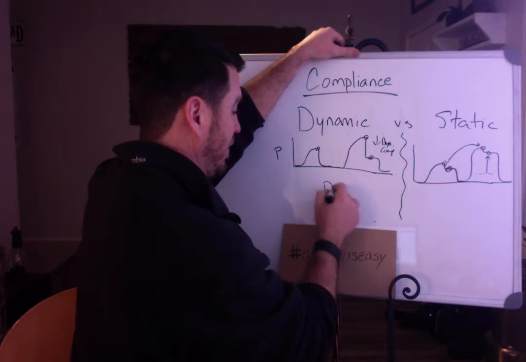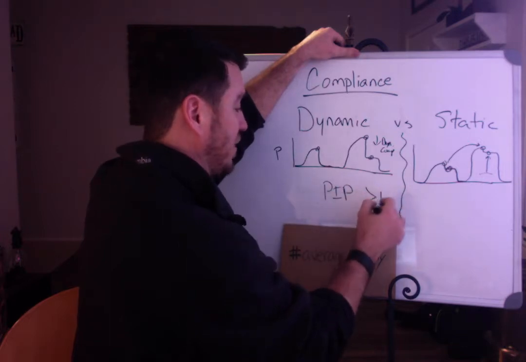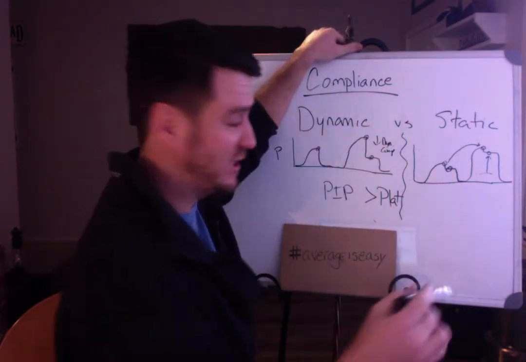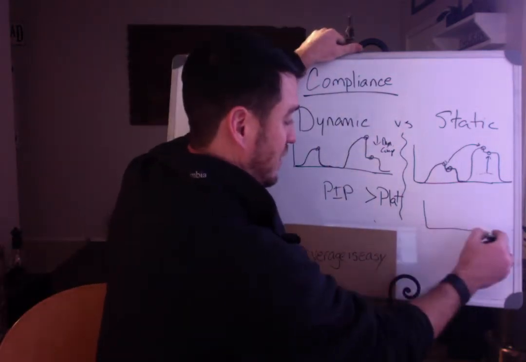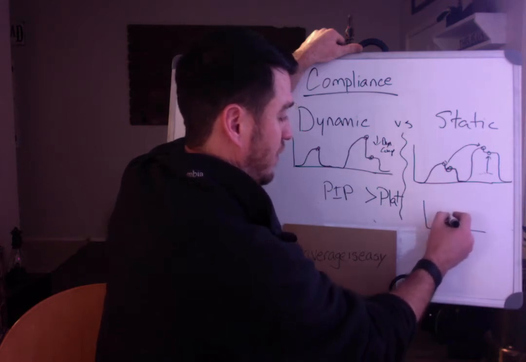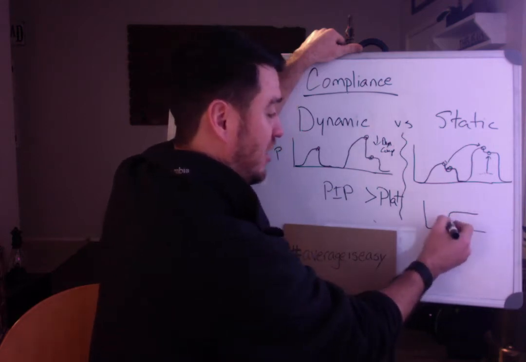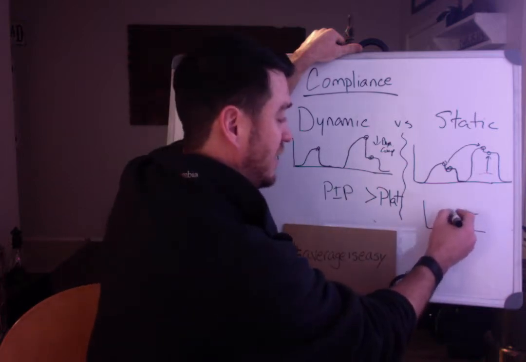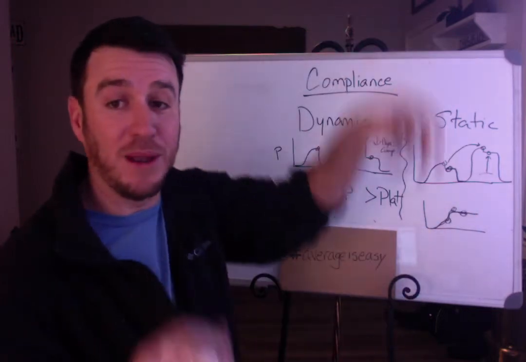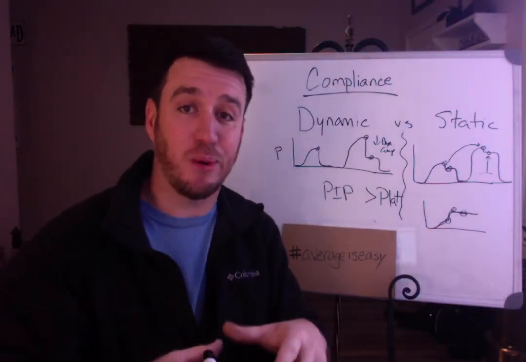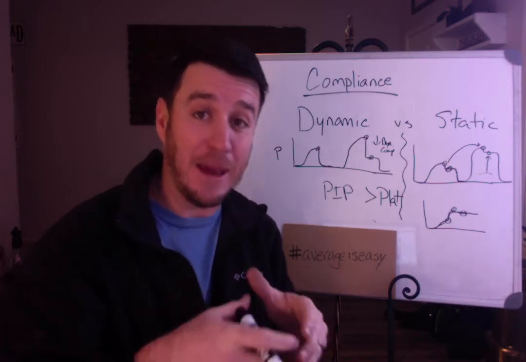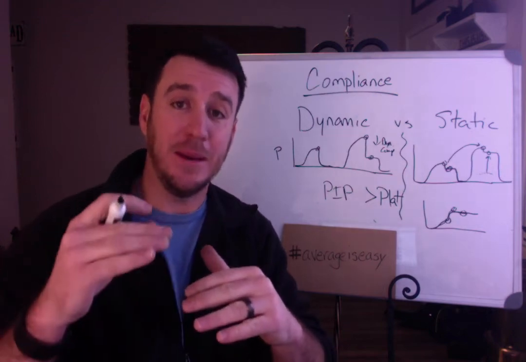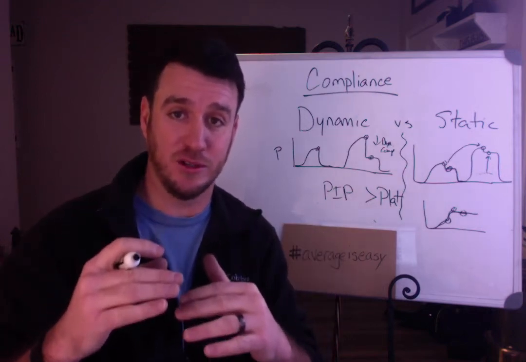PIP is always greater than plat. Always. You cannot have, watch this, you cannot have this on your pressure waveform. You can't call that your PIP and that's your plat, okay? Your PIP is always above your plat. It has to be, because it takes pressure to get through the airways. And so that pressure is always going to lead to a PIP that is greater than your plateau pressure, okay?